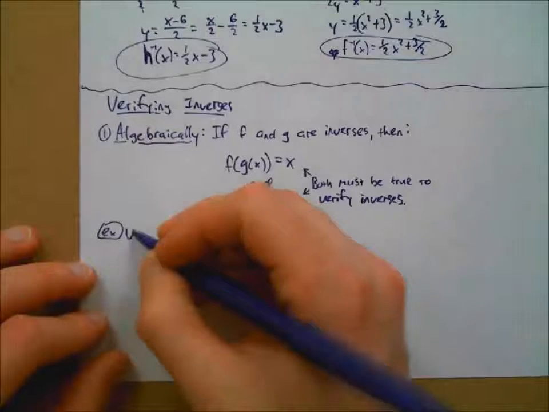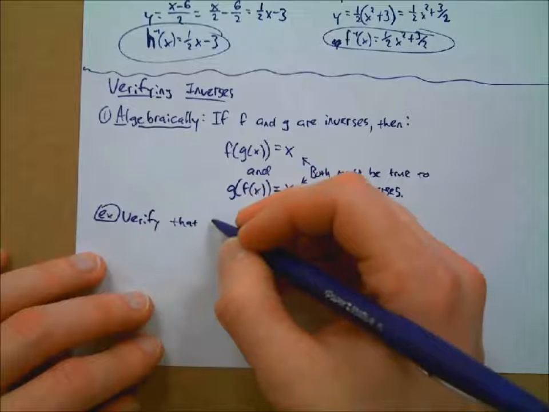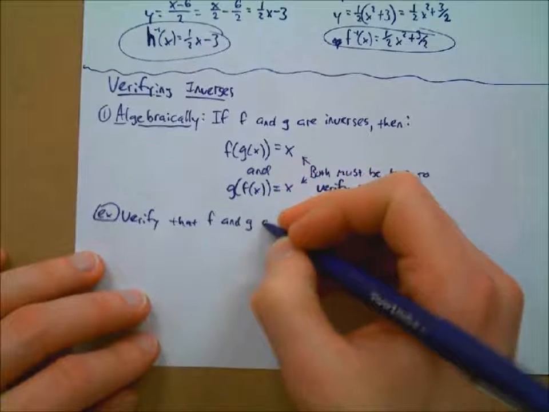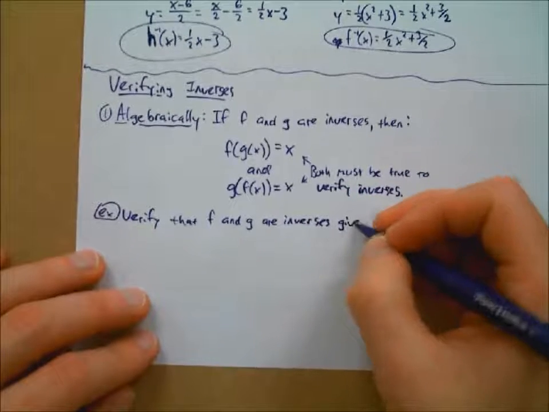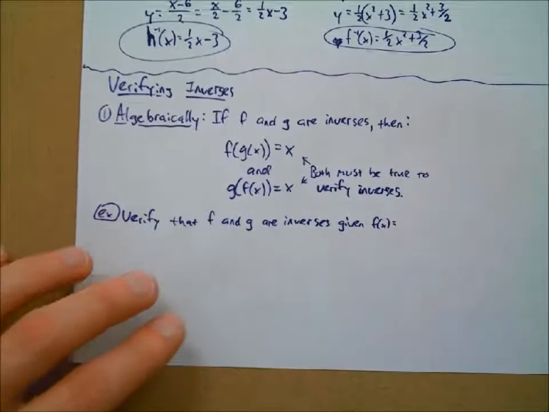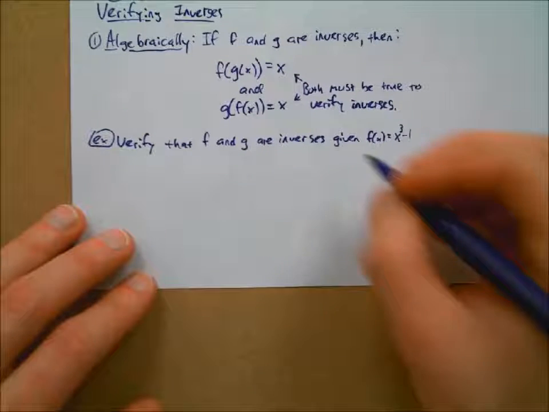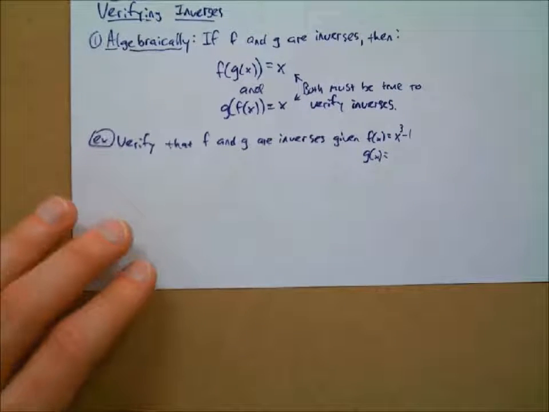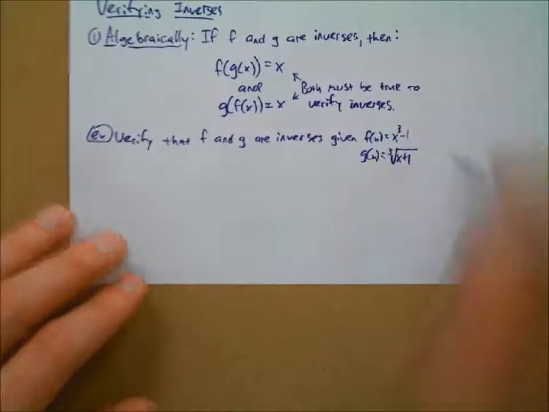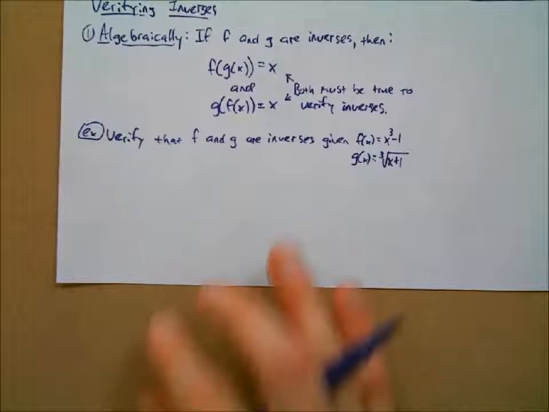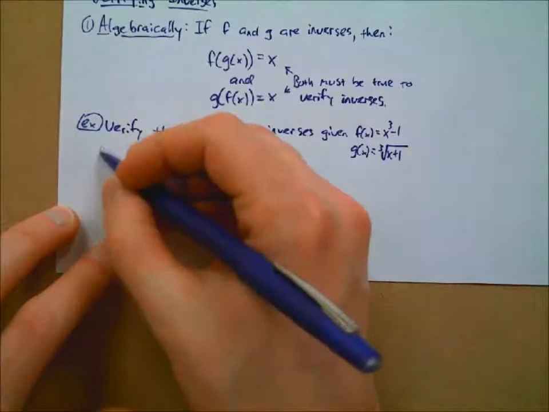So let's verify that f and g are inverses, given f of x is x cubed minus 1, and we'll say g of x is the cube root of x plus 1. Okay, so we'll do this one together. So let's find f of g of x here.